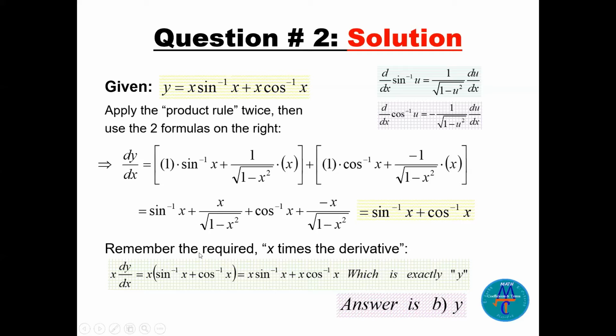Now remember the requirement. What do we need? x times the derivative. This is the derivative. So let's multiply it by x. x times all this derivative will be exactly the function. You see? x inverse sine of x plus x inverse cosine of x will be y. So the answer is y. The choice is B.